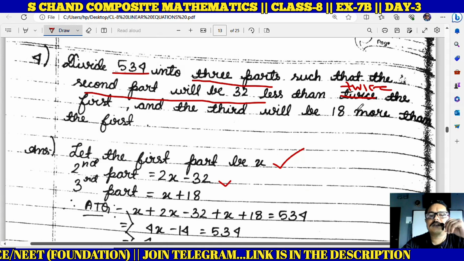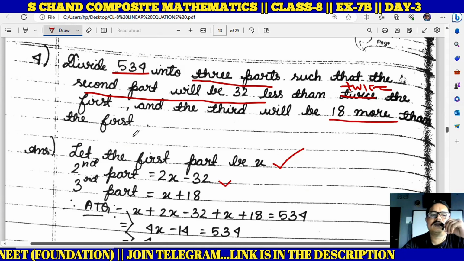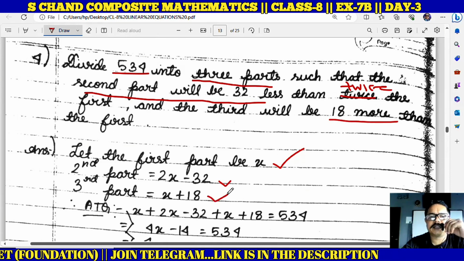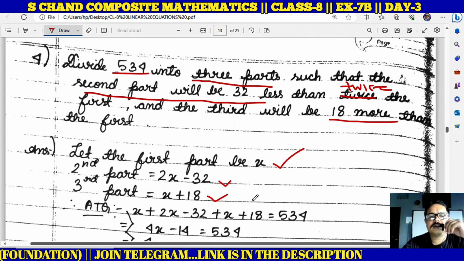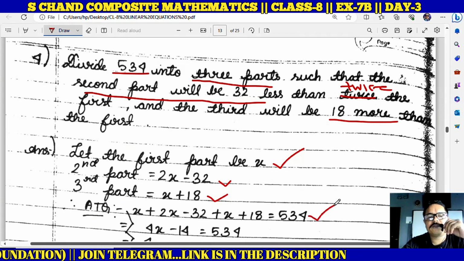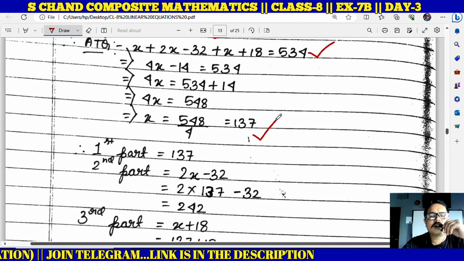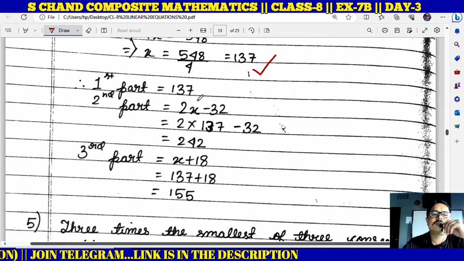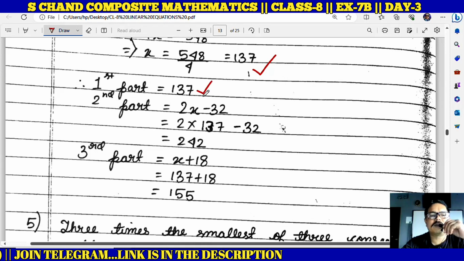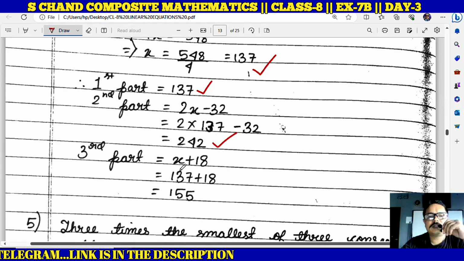And the third part is what? 18 more than the first, that means simply x plus 18. And the sum of these 3 parts is 534. So this is the equation. Now solve this, you will get x as 137, and so the first part has come 137, the second part 2x minus 32, that means 242, and the third part is x plus 18, 155.